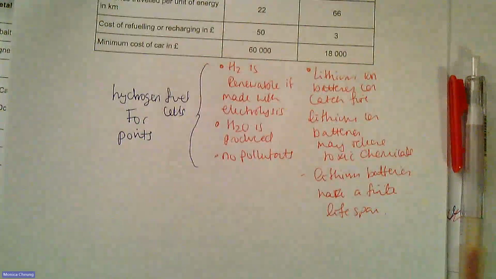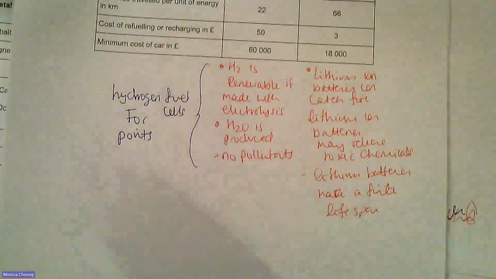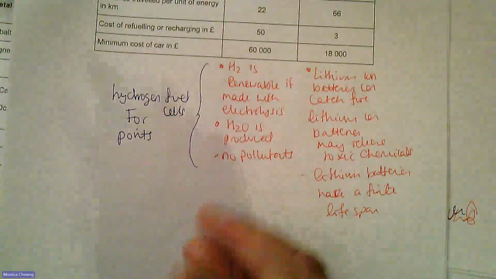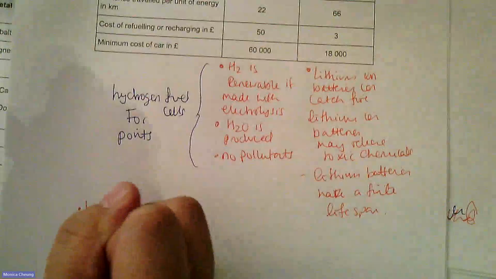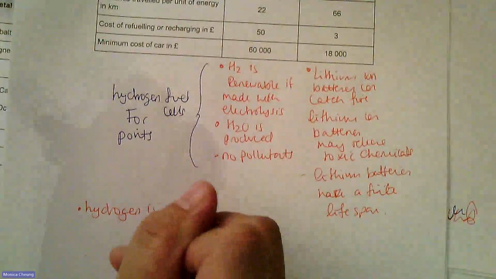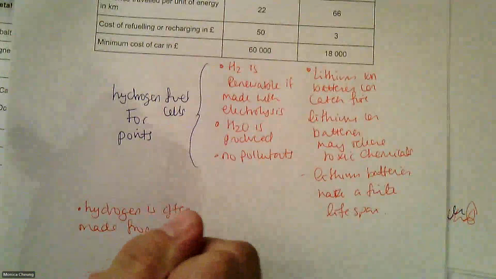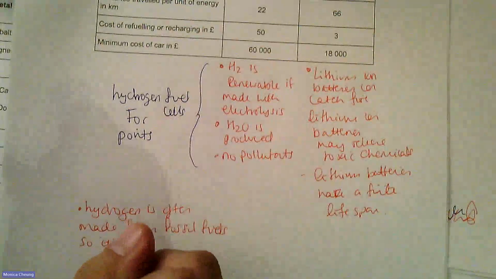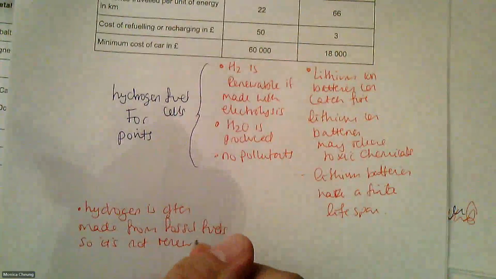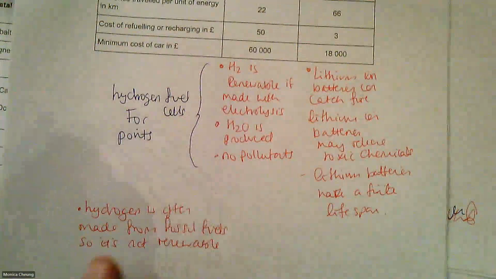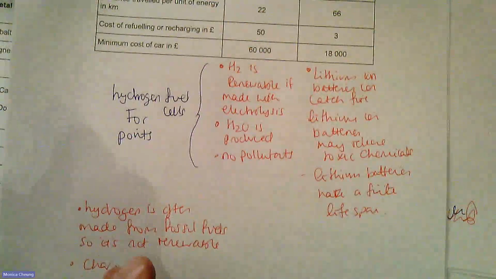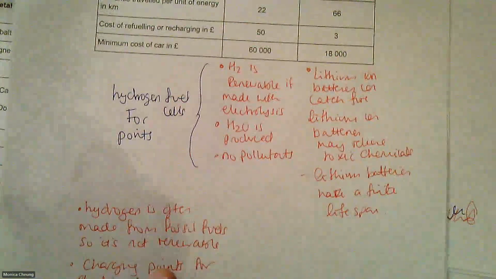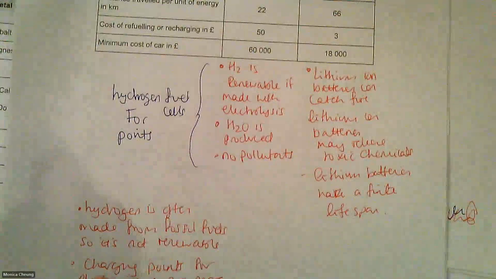If we want to argue for the lithium-ion battery, then we would say the following. Regardless of hydrogen being abundant, and I'm going to write further down here, to the left actually, hydrogen is actually often made from fossil fuels. So it's not renewable. Charging points for electric cars are more available and accessible.